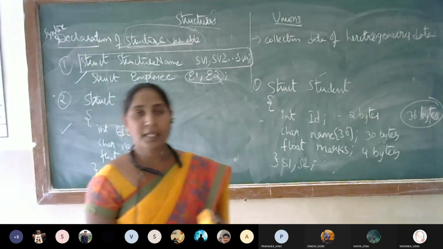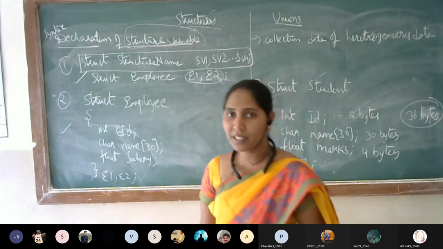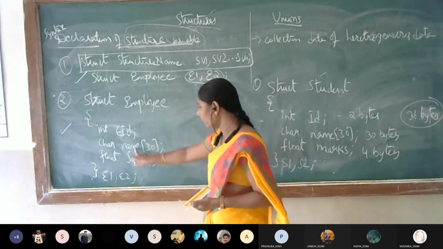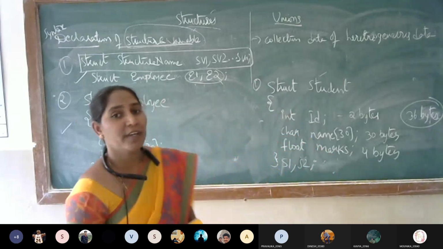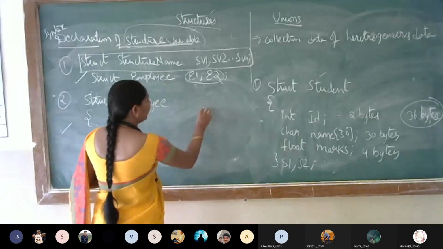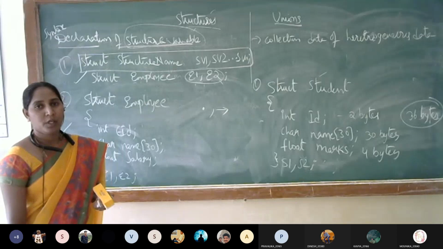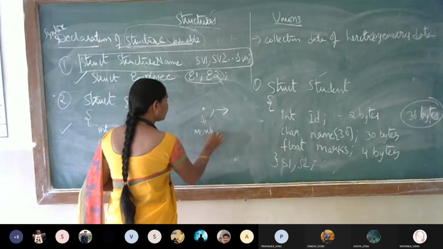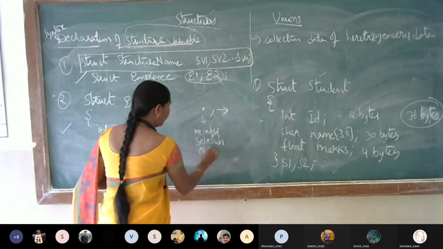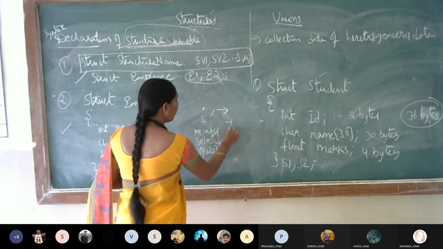So we have declared the structures and we have declared the variables. Now I need to access the members of the structure. What are the members of the structure? ID, name and salary. In order to access the members of the structure, we will make use of the dot operator or the pointer operator, arrow. The dot is said to be the member selection operator, and the arrow is said to be the pointer operator.